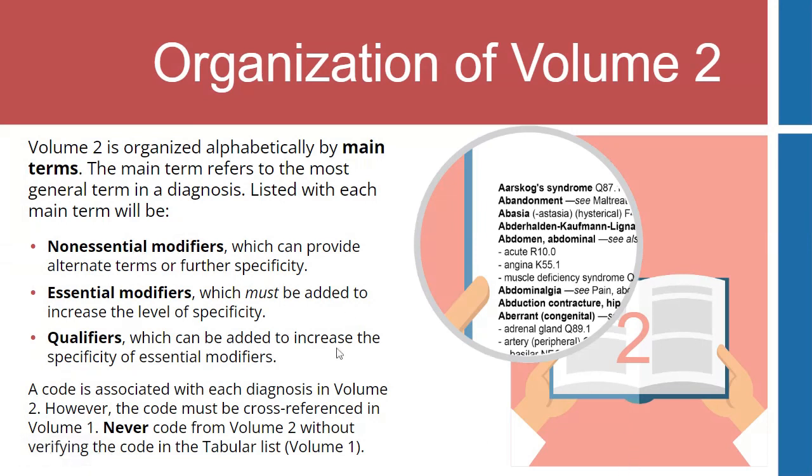Non-essential modifiers provide alternate terms or further specificity. Essential modifiers must be added to increase the level of specificity. And then you have qualifiers, which can be added to increase the specificity of essential modifiers. Now, you should know that diagnosis codes can be anywhere from 3 to 7 characters. The more characters you add, the higher the specificity. In other words, the more characters you have, the more specific it is.